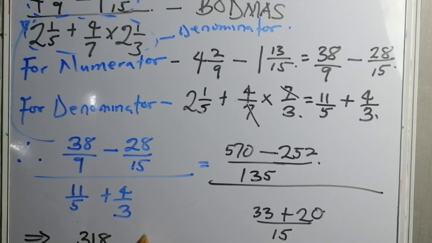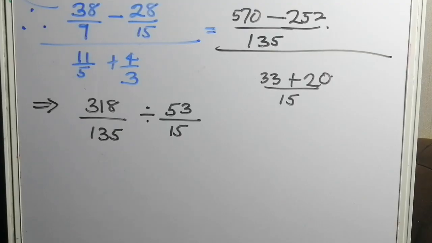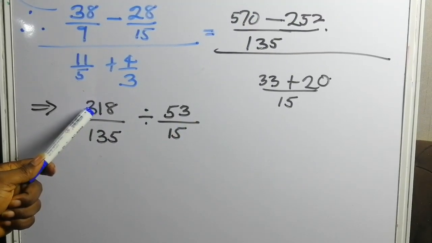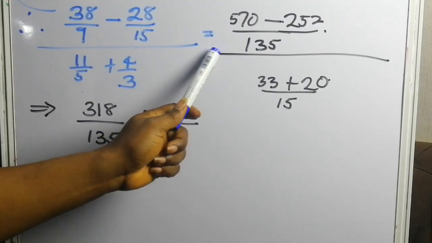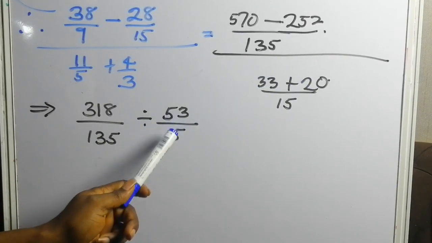Okay? Divided by 33 plus this, that will give us 53 over 15. So this long division, I've changed it to short division. Okay? When you subtract 570 minus 252, you have 318. Then you have your 135. This long division is what you have as short division here. 33 plus 20, that's 53 over 15.